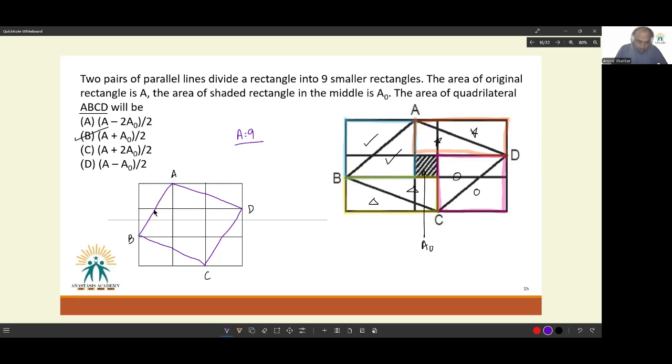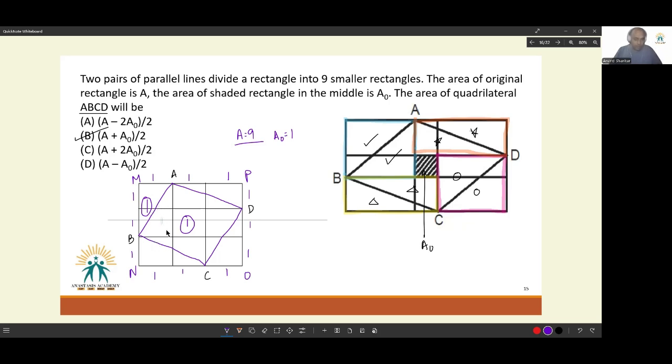Now, look at this. This is 1, this is 1, this is 1, and so on for each of the smaller squares. Now, this has an area of 1. Look, A is 9, A0 is 1. Now, let's name this M, N, O, and P. The area of triangle A and B will be half into 2 into half into 2 into 1. So the area of this region is 1, the area of this region is 1.